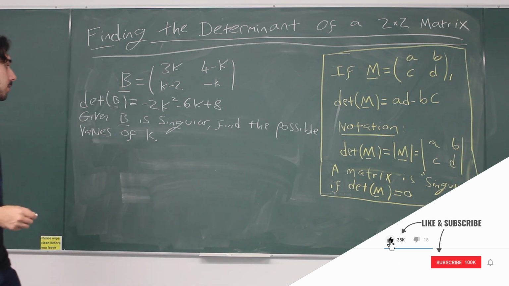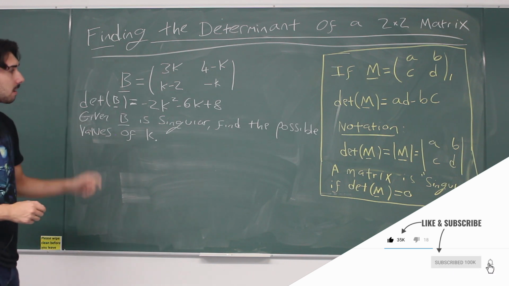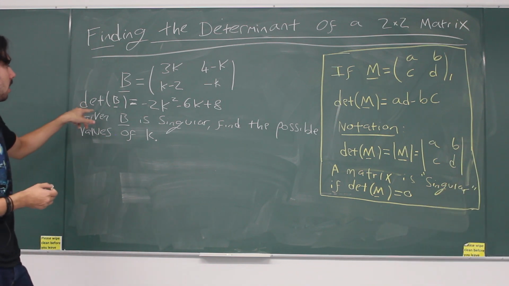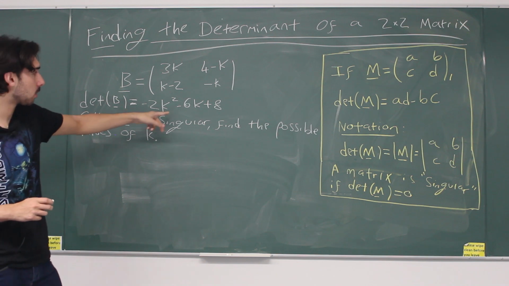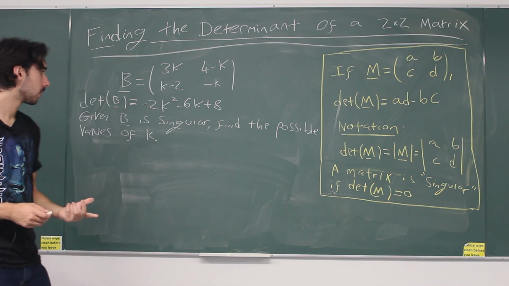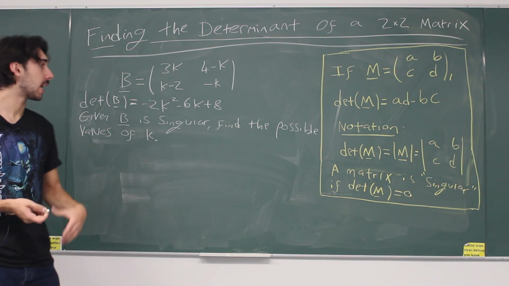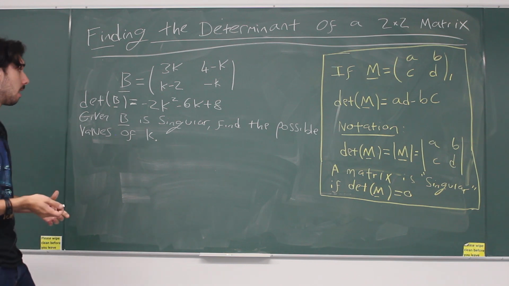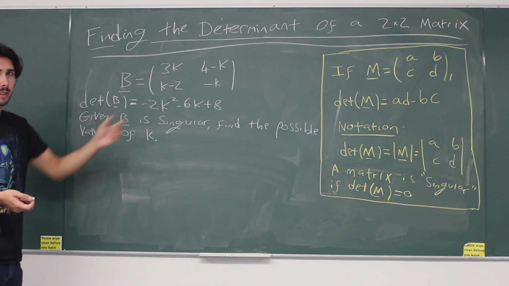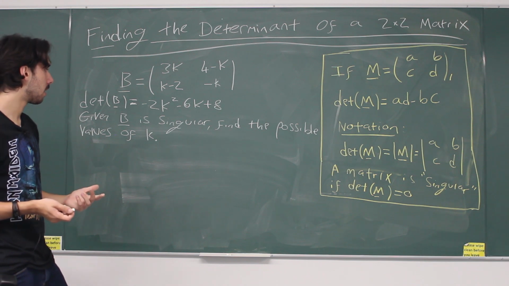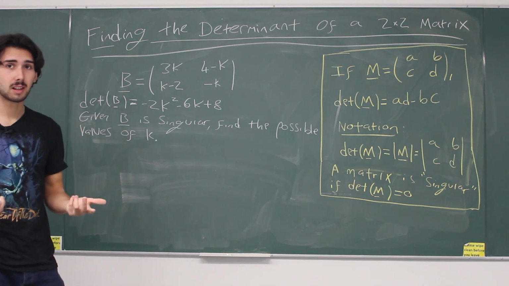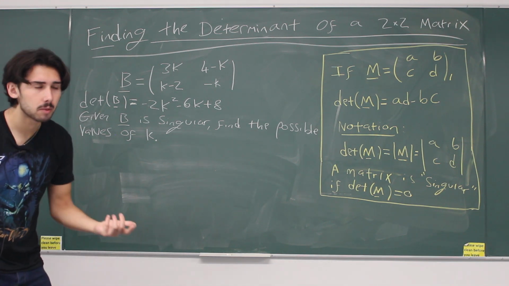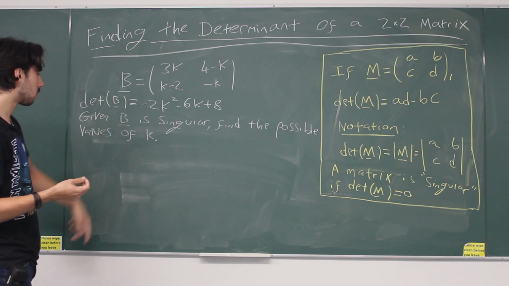The second part of the question is, given that B is singular, find the possible values of k. So again, I've just written up here the determinant of B, we just worked this out, is minus 2k squared minus 6k plus 8. They now tell us that it's singular and to find the possible values of k. So there could be two values of k, technically, and it makes sense, it's a quadratic, could be two values that allow B to be singular. What does it mean if the matrix B is singular? Its determinant is 0. So we should set the determinant equal to 0.